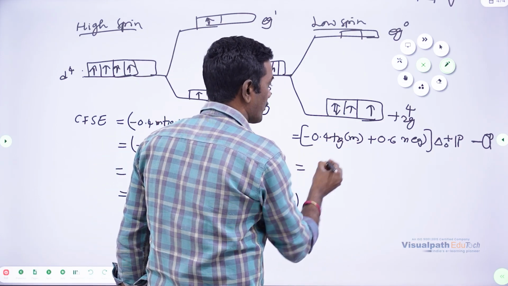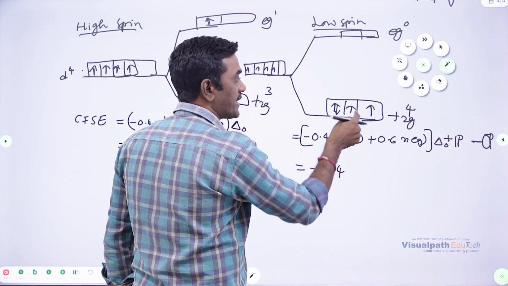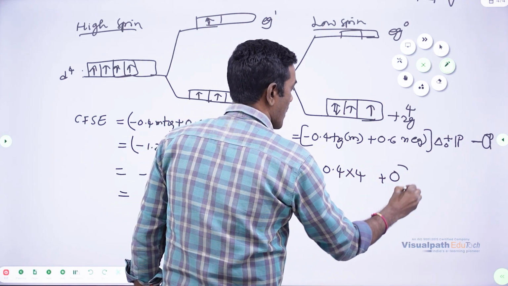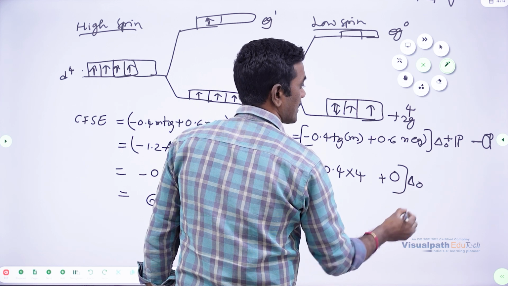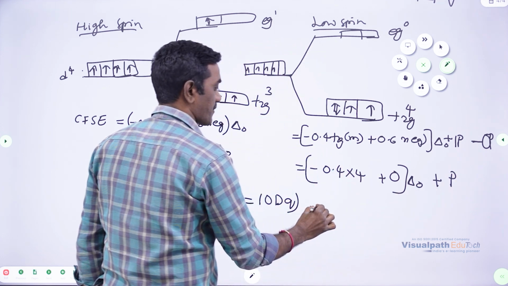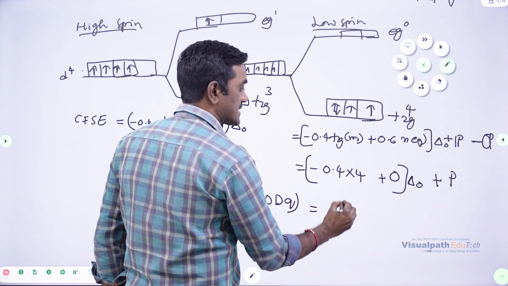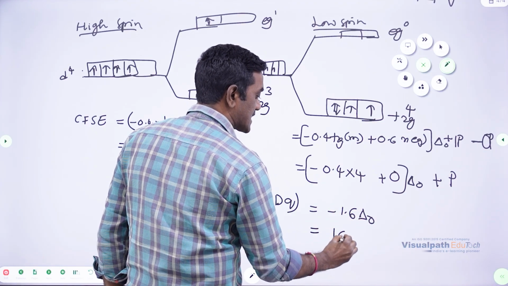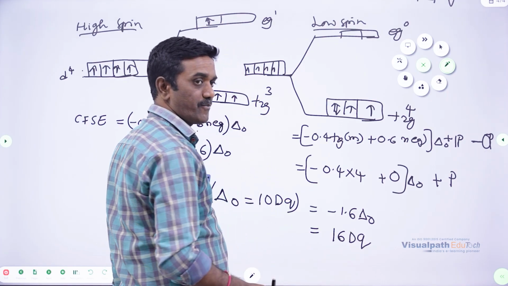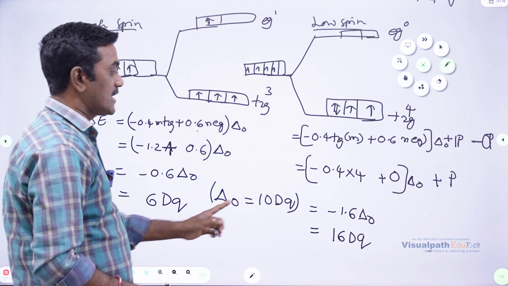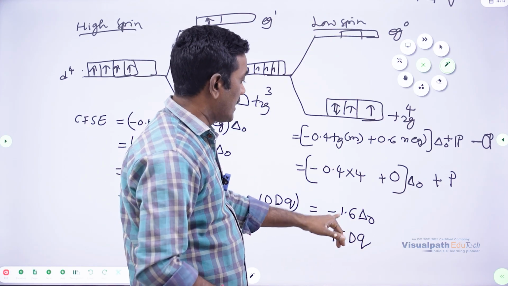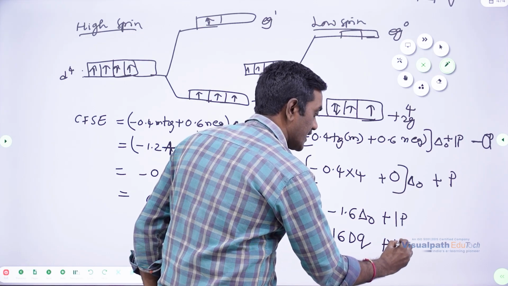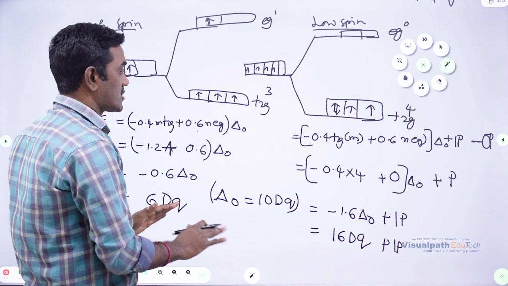The same concept here, if you are considering minus 0.4, how many t2g electrons are there? 4. eg electrons are 0. Delta naught. Right? Plus pairing energy. So if you are considering minus 1.6 delta naught, that is going to be 16 Dq. So, 6 Dq here, 16 Dq here. In the case of low spin, minus 1.6 delta naught plus we must consider P. We should not forget P here. There is no pairing concept in high spin.